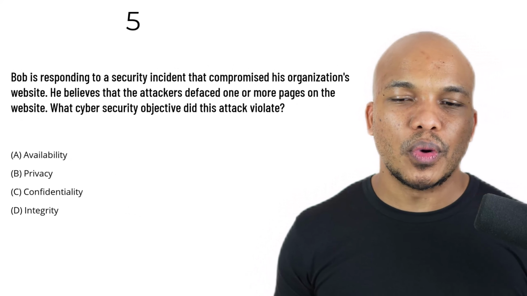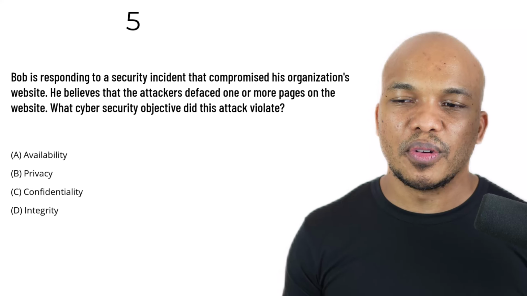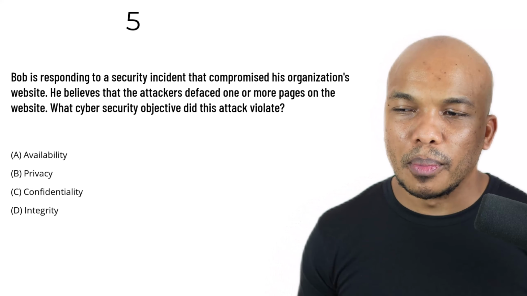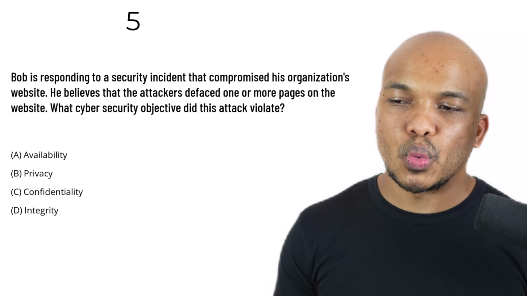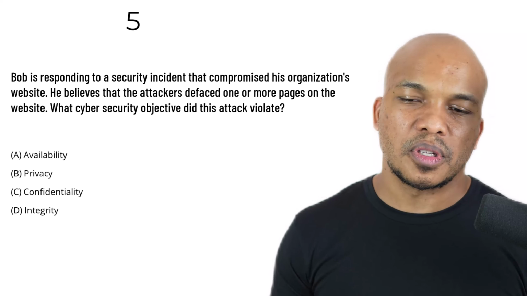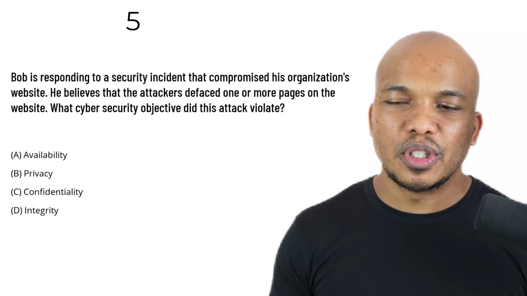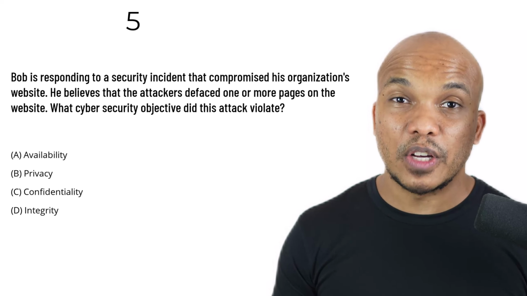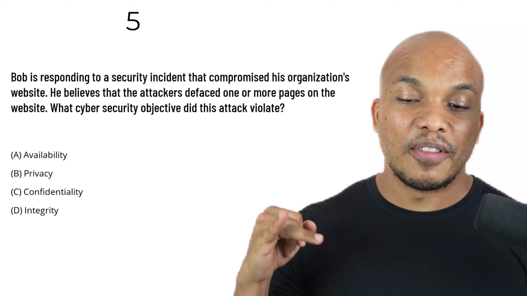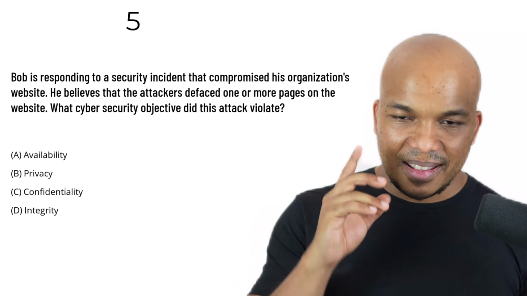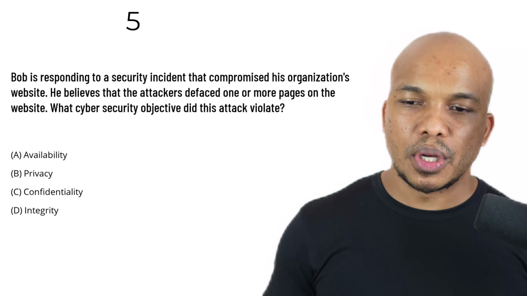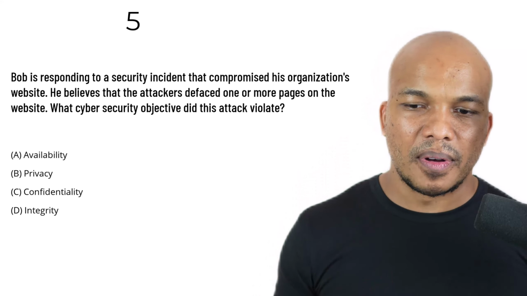Okay, question number 5, and this is going to be a very tricky one. It says Bob is responding to a security incident that compromised his organization's website. He believes that the attackers defaced one or more pages on the website. What cybersecurity objective did this attack violate? Wow, okay. So we have availability, privacy, confidentiality, integrity. This is a tough one. It's pretty tricky. So let's start from the top.